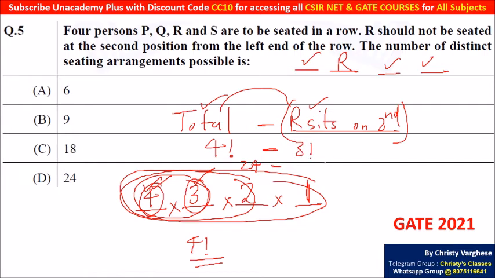So 4 factorial minus 3 factorial is the answer. 3 factorial is 3 into 2 into 1, which is 6. 24 minus 6, 18 is the answer. Option C, 18 is the answer.